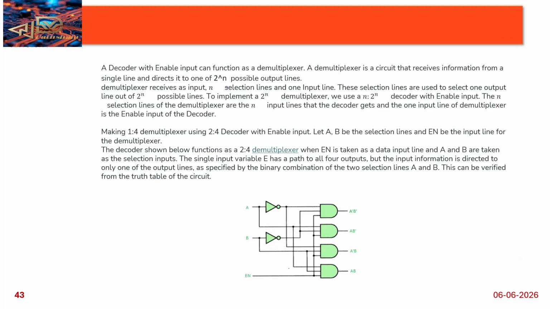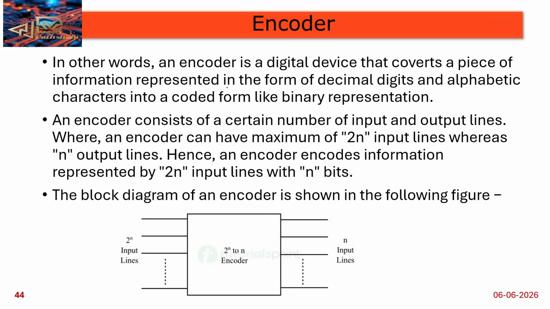So this is the decoder operation, the same thing. Whatever the demultiplexer 1 by 4, that means the 2 by 4 decoder is working the same way, right? So the 1 by 4 demultiplexer is also working like the same thing. Okay. So encoder, what is the use of the encoder here?